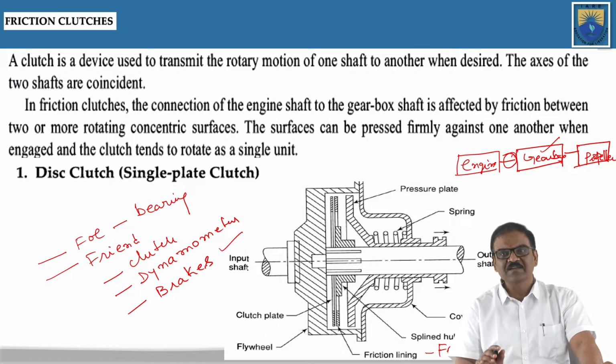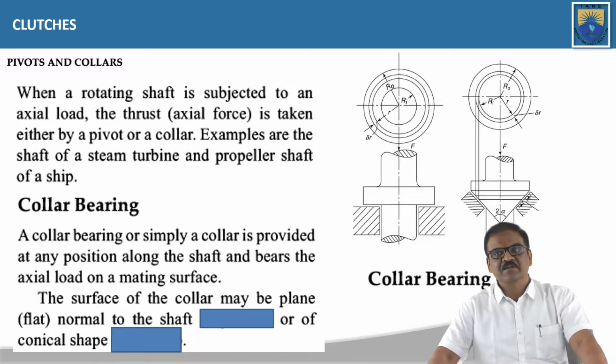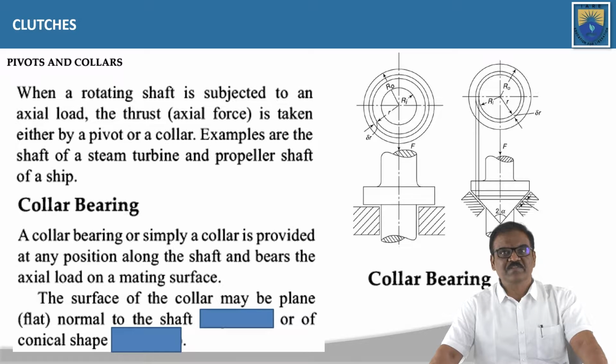So when it comes to the clutch, whether it is for a bearing or a clutch, the derivation concepts are one and the same. Pivot collars are considered similar to a single plate clutch. When a rotating shaft is subjected to an axial load, the thrust, that is the axial force, is taken either by a pivot or a collar. For example, the shaft of a steam turbine and the propeller shaft of a ship.